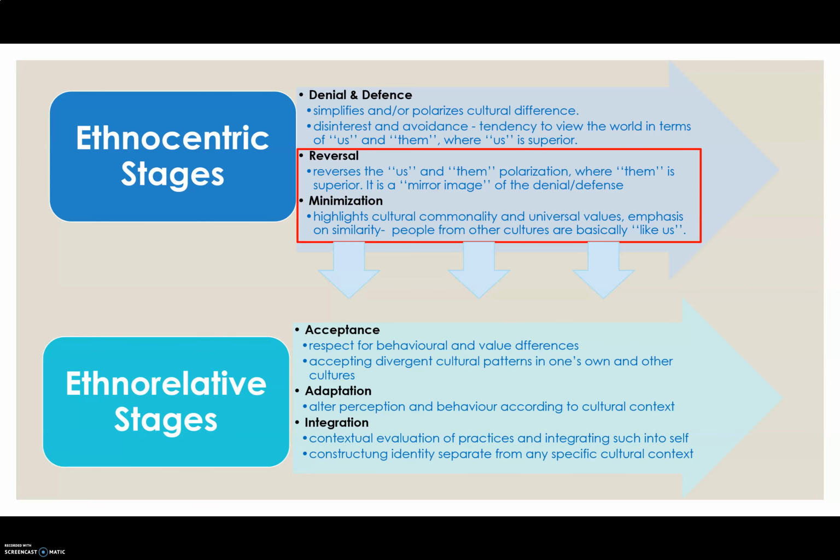When we arrive on the ethno-relative side of things, as an initial stage, we see acceptance, okay? And we see that people start to finally accept and respect behavioral and value differences. So the way people behave and the values that people have are accepted widely, yeah? And divergent cultural patterns in one's own culture and in other cultures are accepted. So okay, they do things that way, we do things that way. No one's right, nobody's wrong. It's just different. Okay, so there's an acceptance of what's going on there.